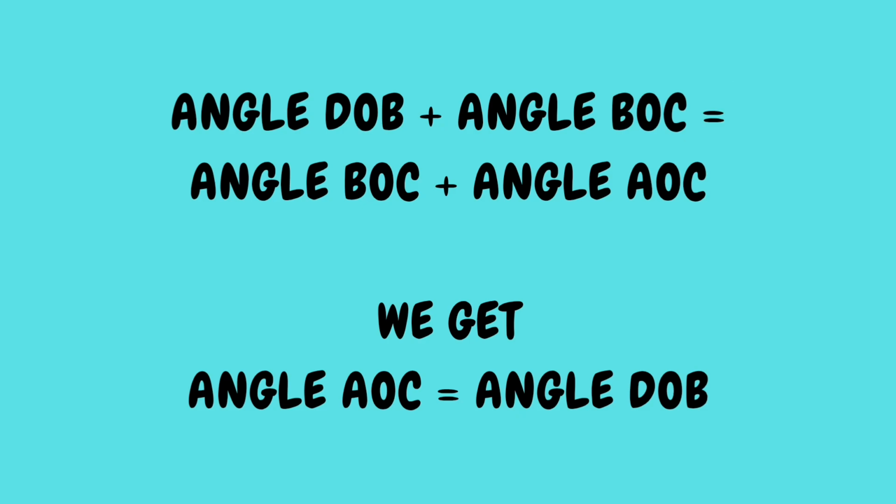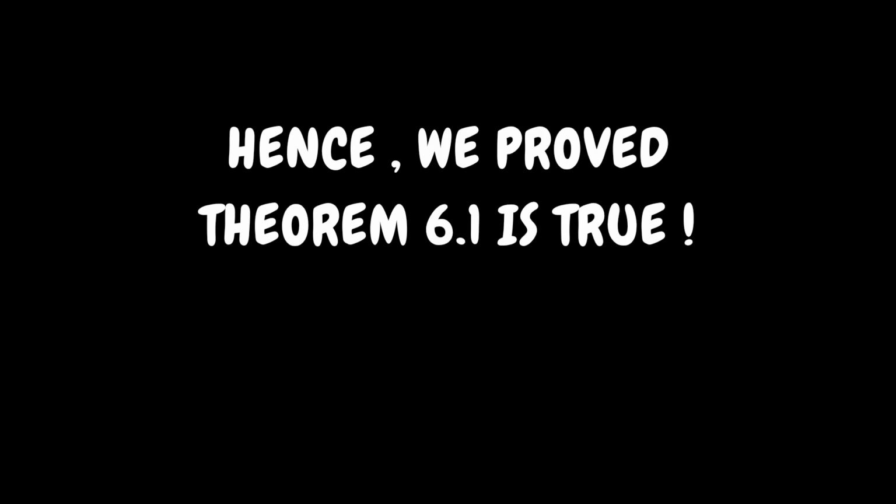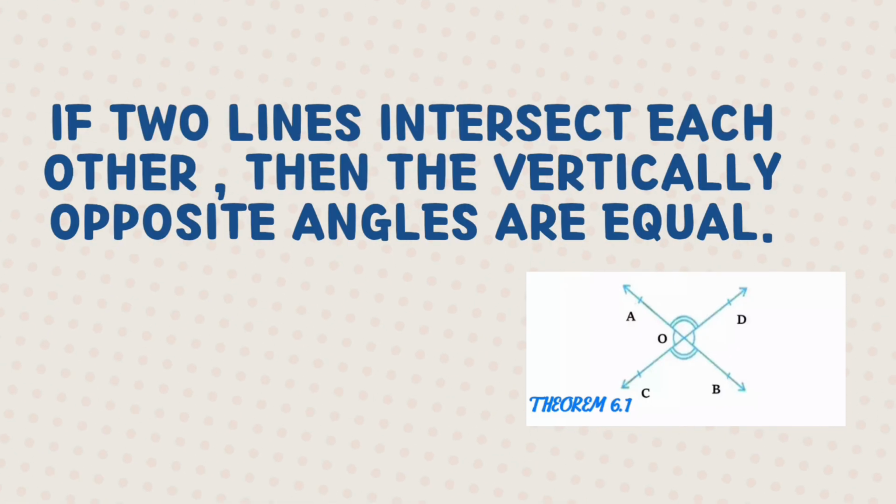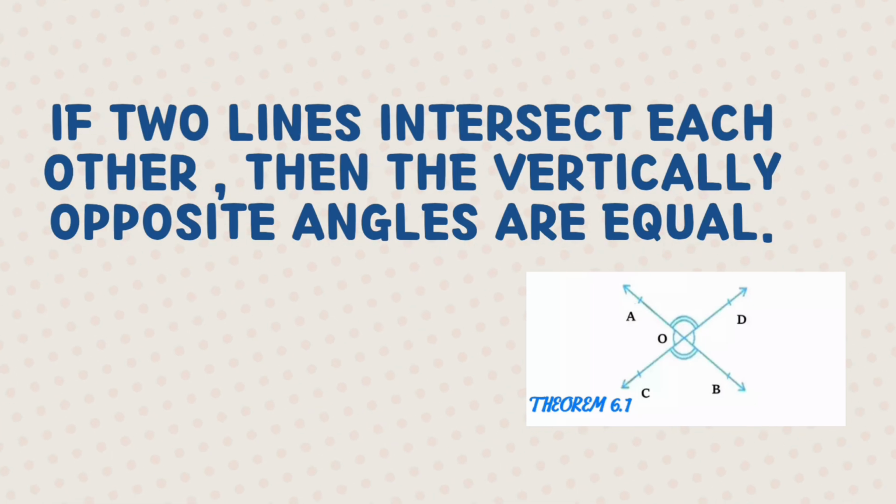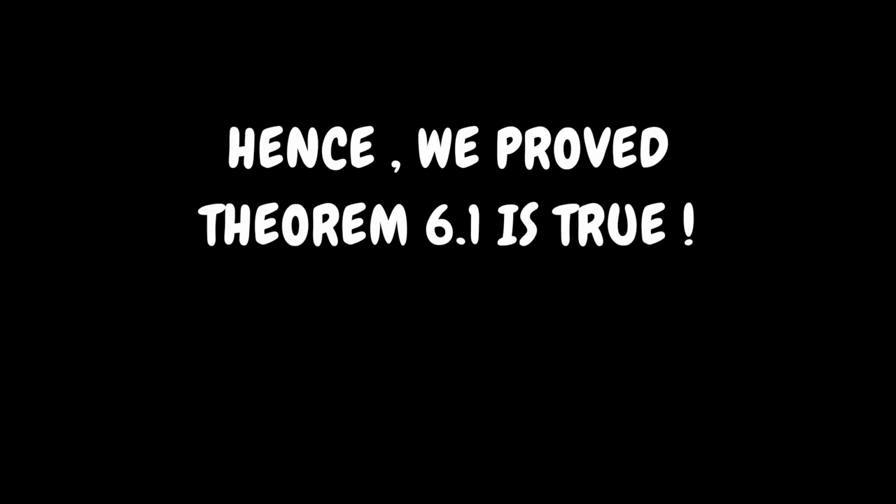Now, similarly from equation 3 and equation 4, which are left out, we get angle DOB plus angle BOC is equal to angle BOC plus angle AOC. So, cancelling out angle BOC, we get angle DOB is equal to angle AOC. Hence, with this we have proved Theorem 6.1. That is, if two lines intersect each other, then the vertically opposite angles are equal is true.